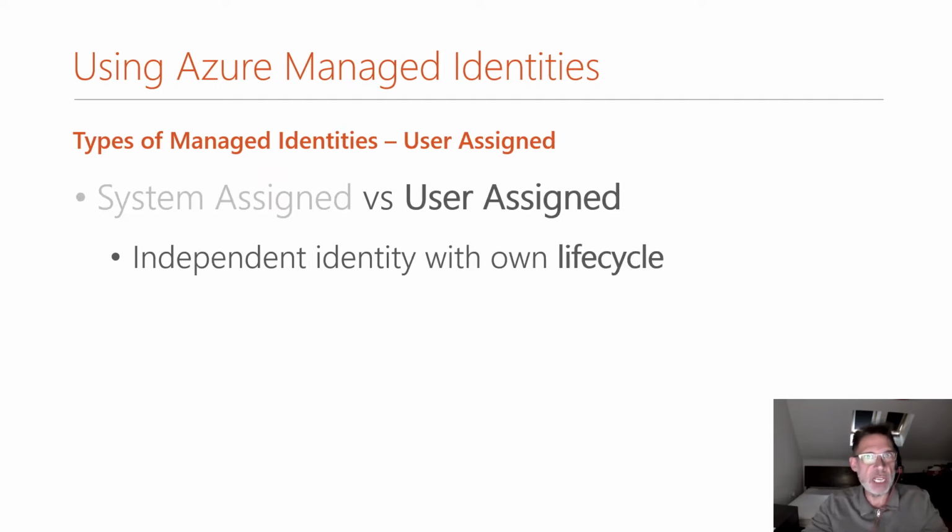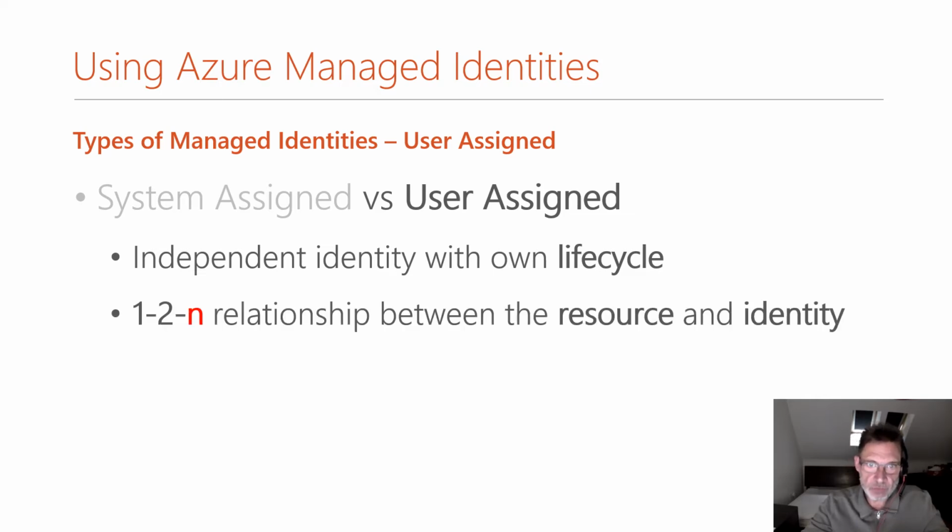The second one we look at is user assigned managed identities. User assigned managed identities are an independent identity, and they've got their own life cycle. What happens is you create the managed identity yourself, the user assigned managed identity. That identity can be used by multiple resources.